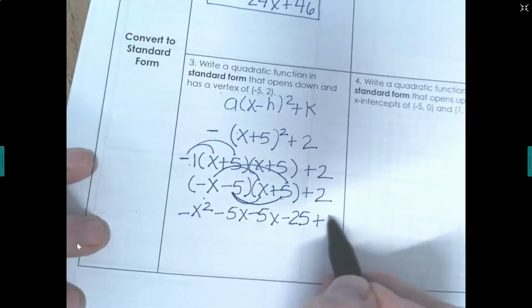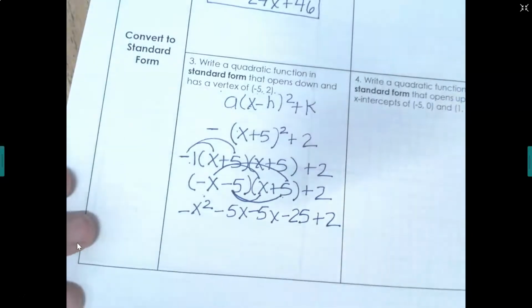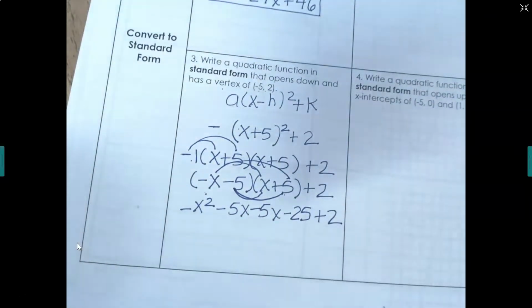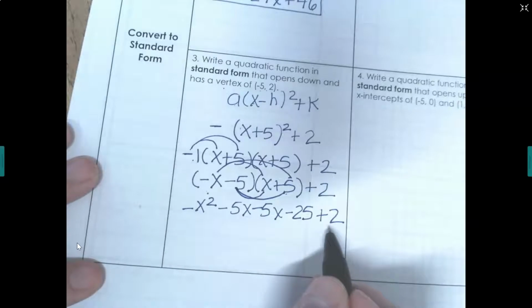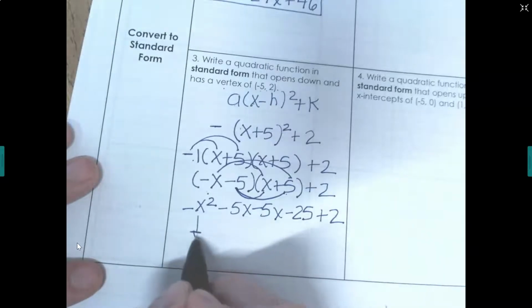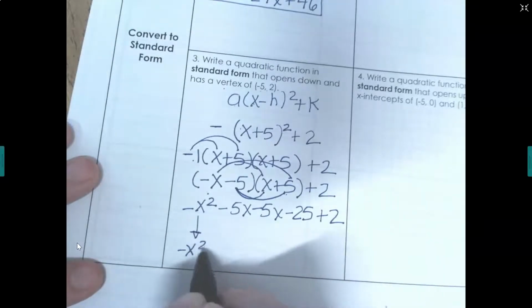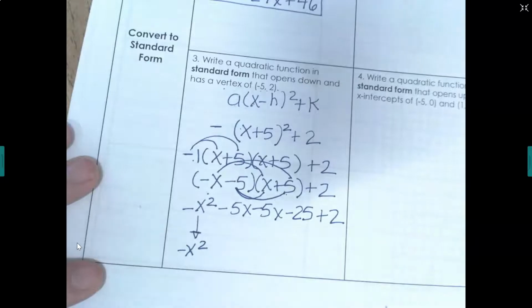And you still have the plus 2 on the end, so we'll bring it down. Now we're looking to combine like terms. This is an x squared. When I look along here, there are no other x squared terms, so go ahead and bring him down unchanged. So it will remain negative x squared.